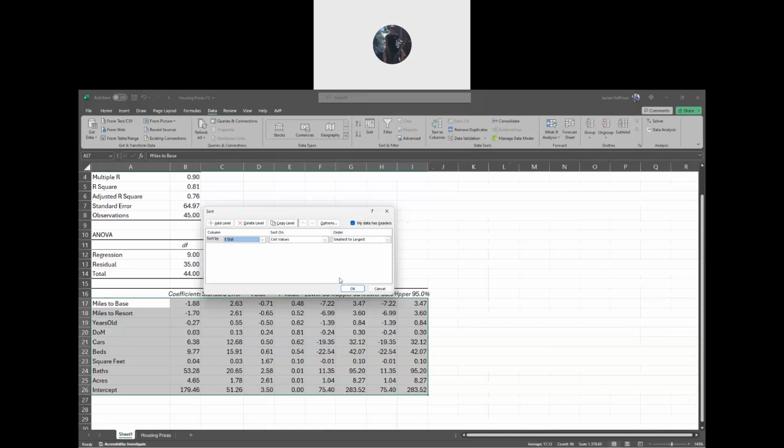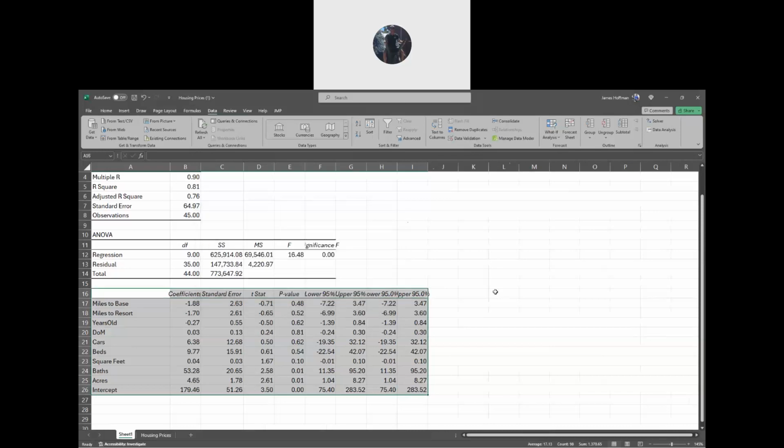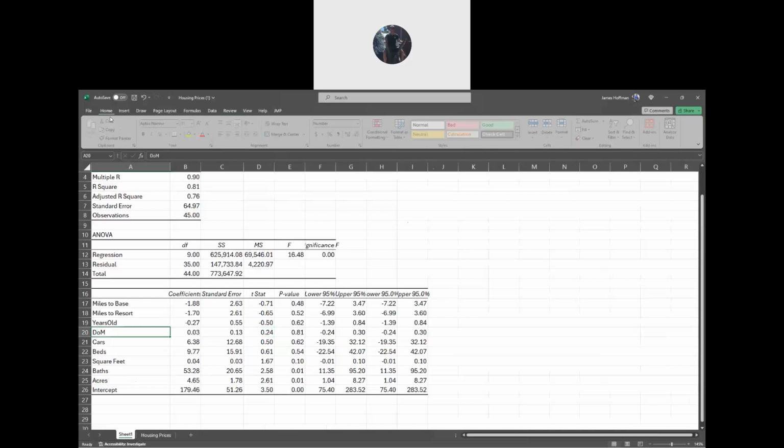Okay. All right. So now, which variable has the t-stat that's closest to zero in absolute value? This one, right? Okay. So let's take out this one, days on market, and let's run it again. Okay. And again, this is a little bit tedious, but it'll help you understand the process.